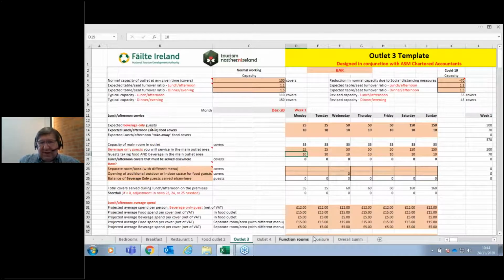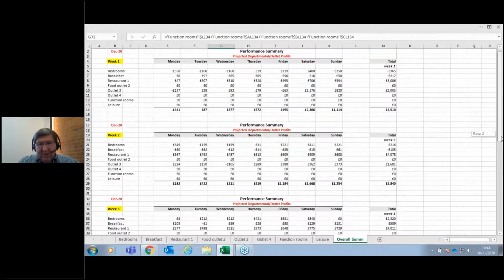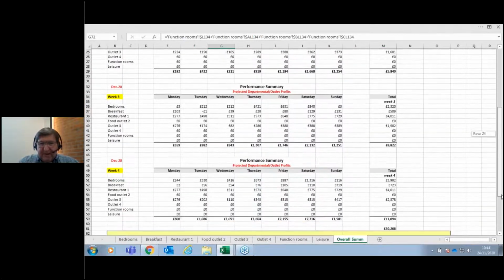These other ones we don't have time to touch on, but there is an overall summary that draws together the results of the inputs that you have in all of those tabs, and it gives you a little analysis here by different area of activity in the hotel or guest house, what your profit was per day, per week, for each of the days over the 4-week period.